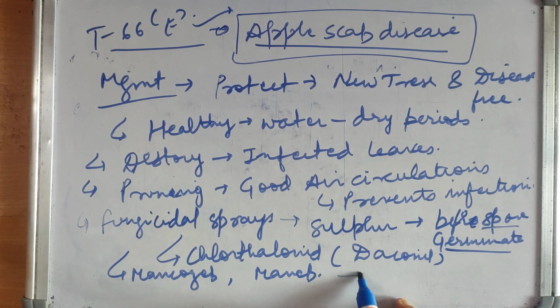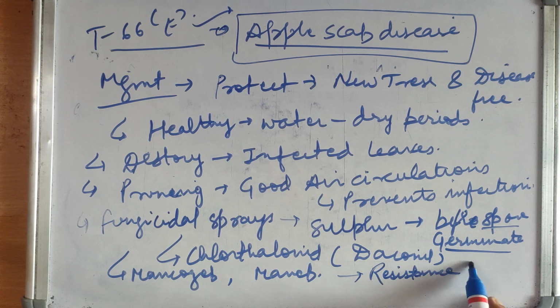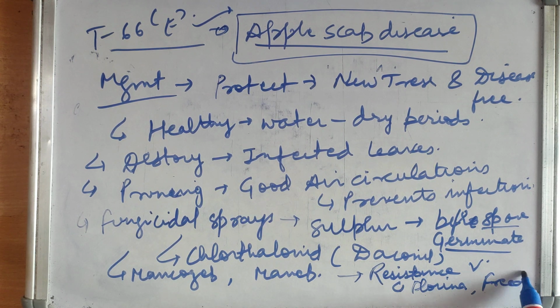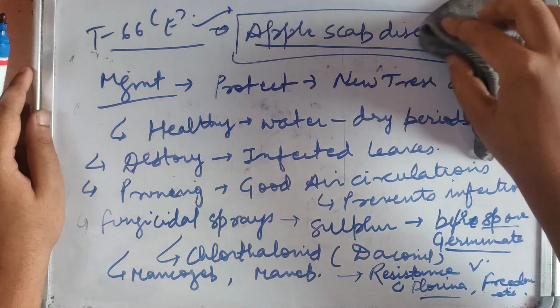We can also use, last point, resistant varieties. Some common resistant varieties are Florina, Freedom, etc. These are the resistant varieties of apple, which protect the tree from apple scab disease. So this was all about apple scab disease.